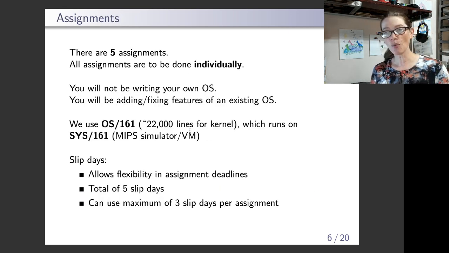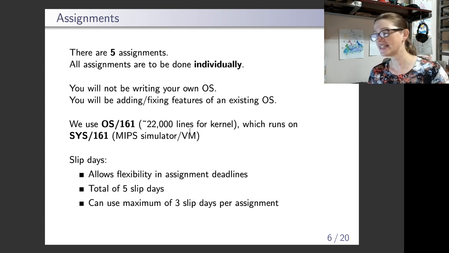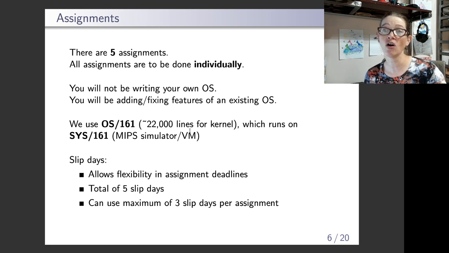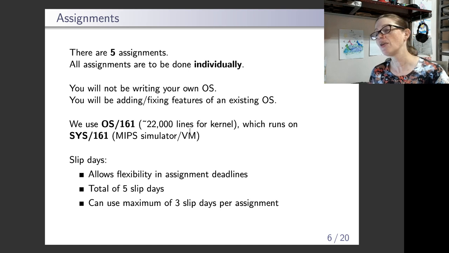So as I said, there were five assignments. You have to do them by yourself. You're not writing your own operating system. You are actually going to be adding on to an existing one called OS161, which is a BSD-like operating system. It's about 22,000 lines of code. It's actually quite small. Although I will say the one we're switching to, I think, is even smaller.